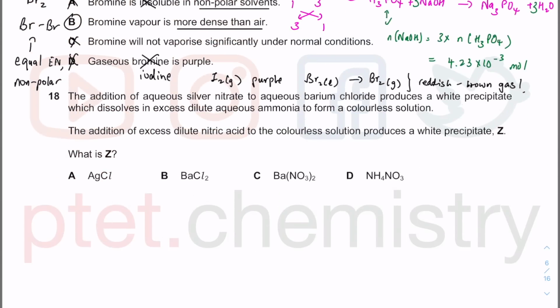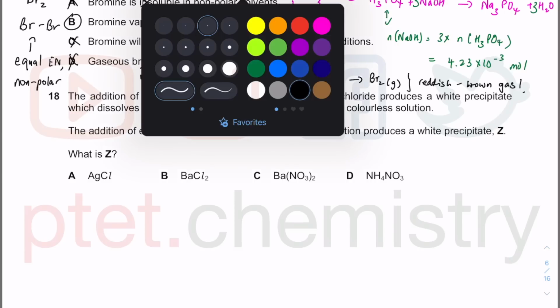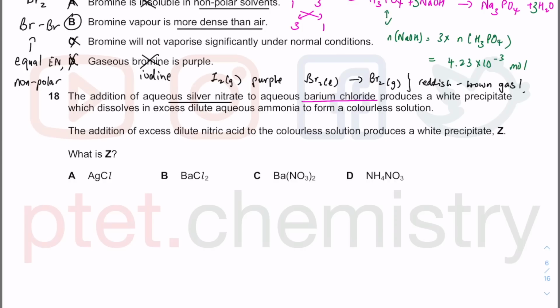In this question 18, we have some aqueous silver nitrate, which is used typically to test for some halide. In this case, we have some aqueous barium chloride, so obviously you have some chloride there. So the first reaction there, the Ag+ from the aqueous silver nitrate will react with the chloride from the aqueous barium chloride and give you this AgCl solid. This is your white precipitate, a classic precipitation reaction.